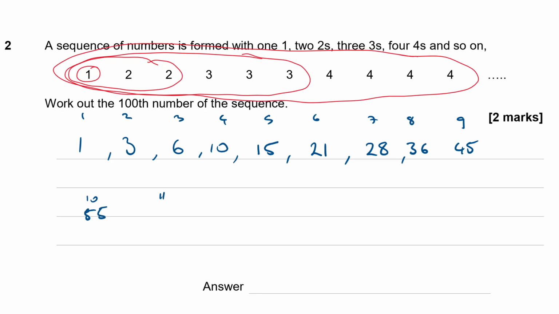11 11s is going to take me to 66. 12 12s is going to take me to 78. 13 13s is going to take me to 91, and then 14 14s is going to take me over it, isn't it? It's going to take me up to 105. So that means the 100th term has got to be in this group of 14s here. So it's going to be a 14.